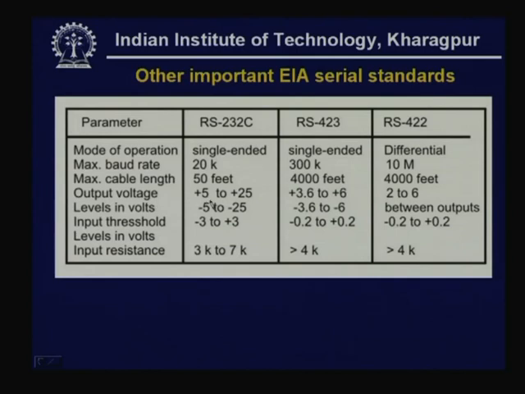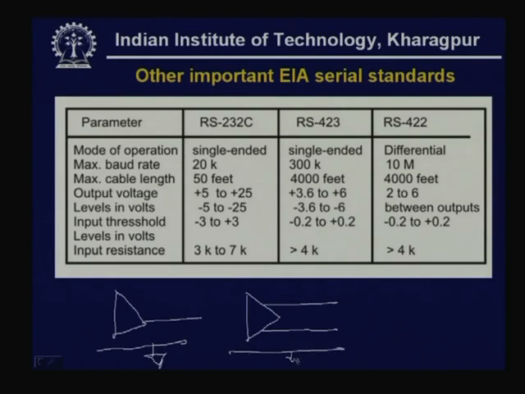And these are the output voltage levels. I have already explained, plus 5 to plus 25 for 0 and minus 5 to minus 25 for 1. On the other hand, for RS-423 it is plus 3.6 to plus 6 for 0 and minus 3.6 to minus 6 for 1, but here it is 2 to 6 volts between outputs. Here it is balanced. Balanced means differential, meaning the data is sent between two wires. When it is unbalanced, you send data through one wire and there is a common ground line. On the other hand, here there is a common ground line, but the data is sent between these two wires. That is why it is called balanced.